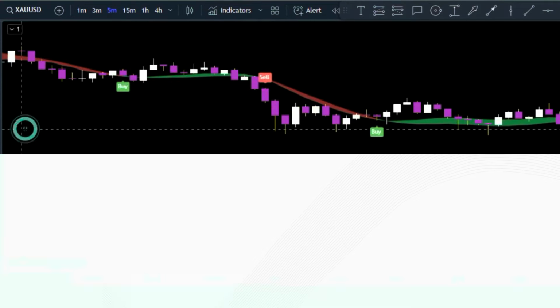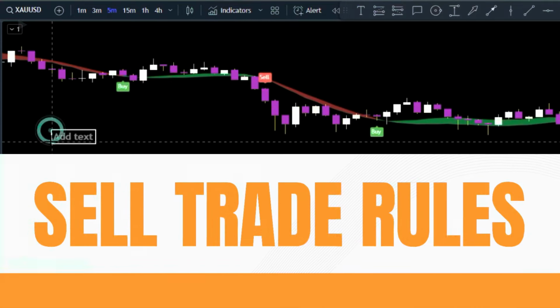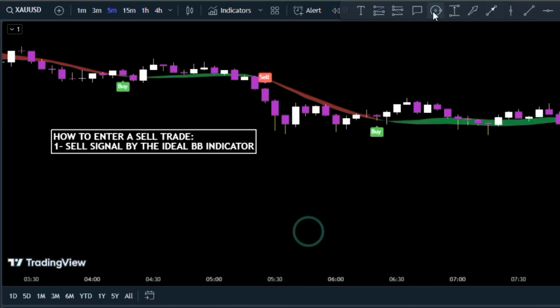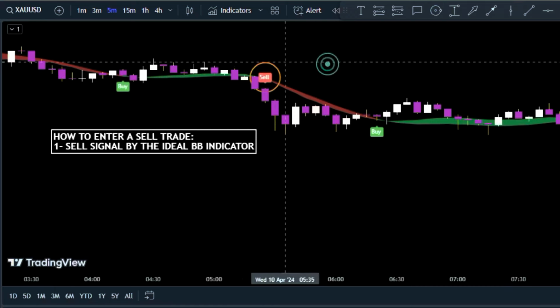Now let's learn how to enter, exit, and manage risk for a sell trade using these two indicators. Before initiating a sell trade, we need to confirm two conditions. First, watch for a sell signal from the ideal BB indicator. When the ribbon changes to red, it indicates a potential selling opportunity.